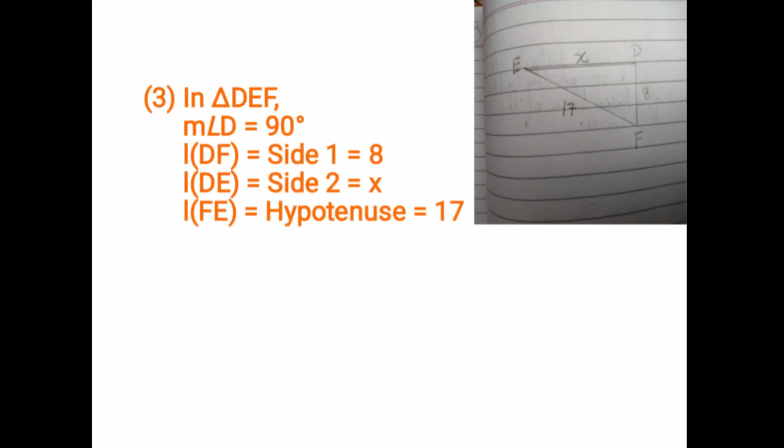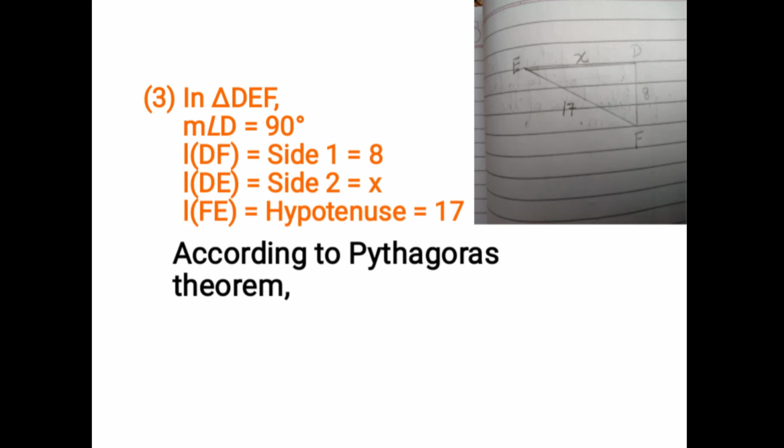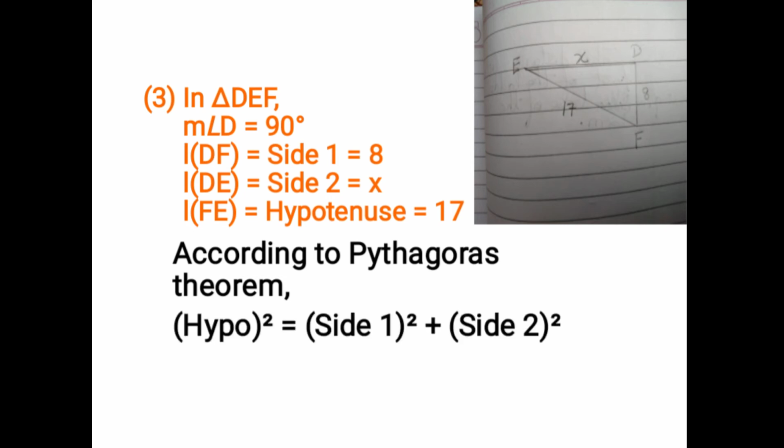In triangle DEF, measure of angle D is equal to 90 degrees. Length of DF is equal to side 1 is equal to 8. Length of DE is equal to side 2 is equal to x. Length of FE is equal to hypotenuse is equal to 17. According to Pythagoras theorem, hypotenuse square is equal to side 1 square plus side 2 square. After doing these two sums, you should remember this formula and know it by heart. Otherwise, you have to write it in your notebook. Got it, students?